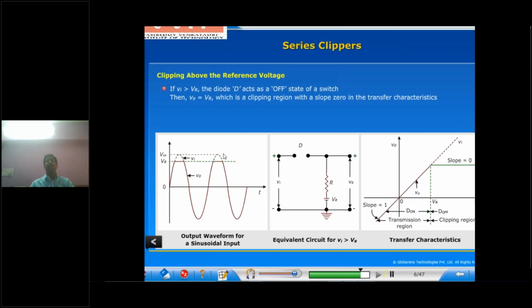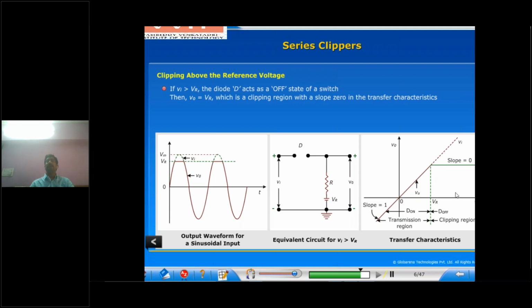Once the diode is off, what is the equivalent circuit? This is the equivalent circuit. Now, with input voltage Vi greater than reference voltage, the diode acts as an open switch in the off state. Then V0 equals VR, because the output voltage is in parallel with the reference voltage VR. Now when the input waveform is greater than the reference voltage VR, the output waveform value equals VR. That's why the waveform above the VR reference level is clipped off. This circuit is called clipping above the reference voltage.